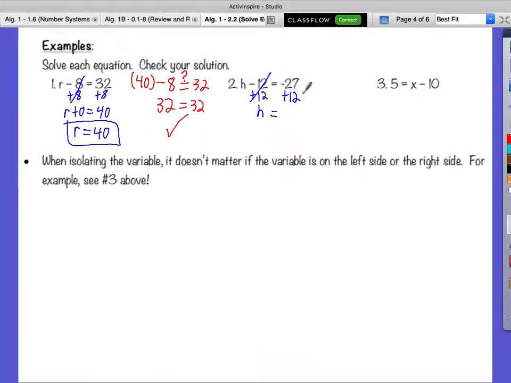Negative 27 plus 12. They're different signs. So you subtract, 27 minus 12 is 15. But which number is bigger, 27 or 12? 27. So it is negative. You take that sign. Then we get H equals negative 15 because H is now by itself. Yes, Levi.